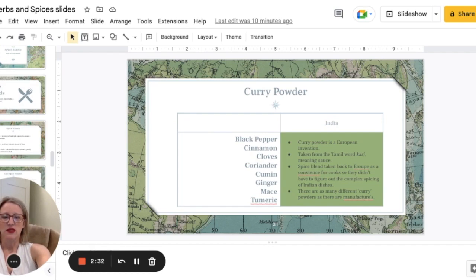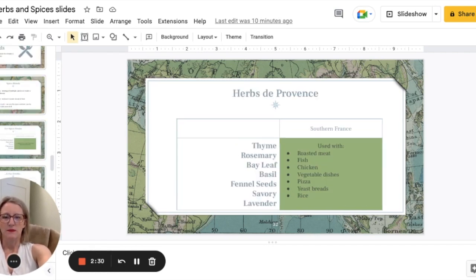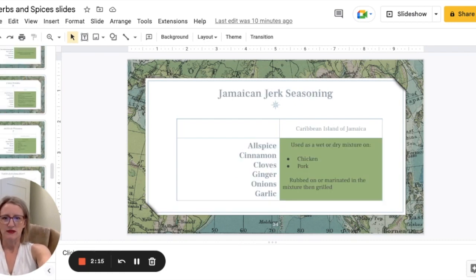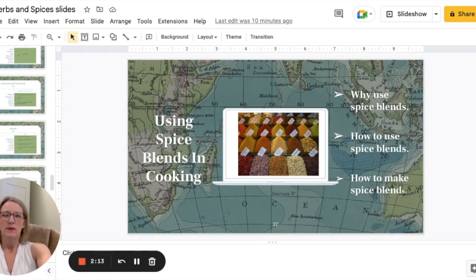So there's information there about spice blends. The green part could be different information, like with the herbes de Provence, what foods are they used with? But same thing, it comes from southern France, and then all the flavors that are generally mixed into it. So that's our spice blends.